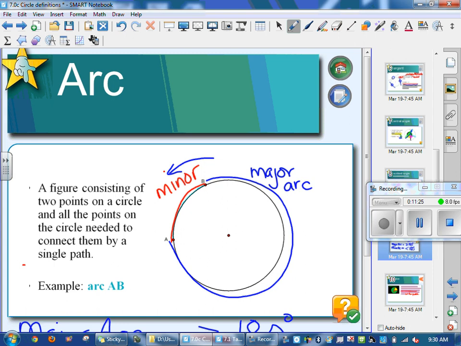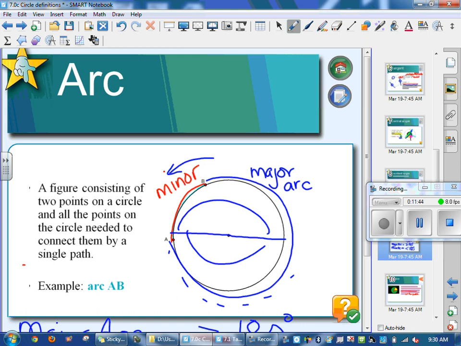Yes, if they're exactly 180, you'll have two major arcs. So a semicircle has two major arcs. Good point. So if I cut this guy in half, this would be a major, this would be a major. On the outside here is what I'm talking about. Okay? Good question.